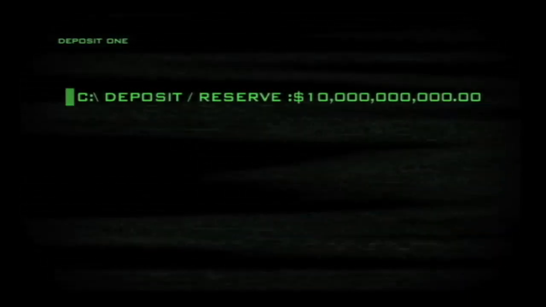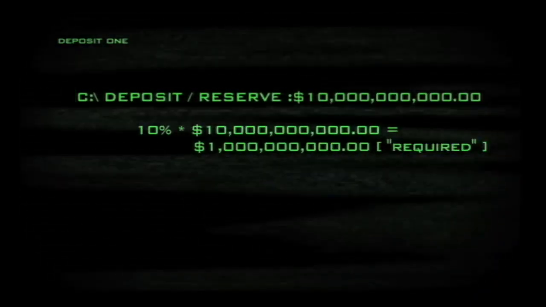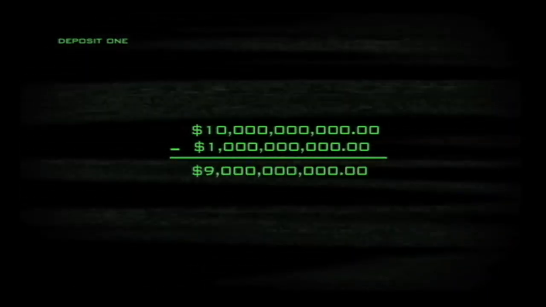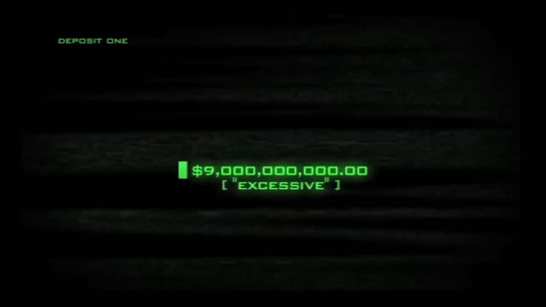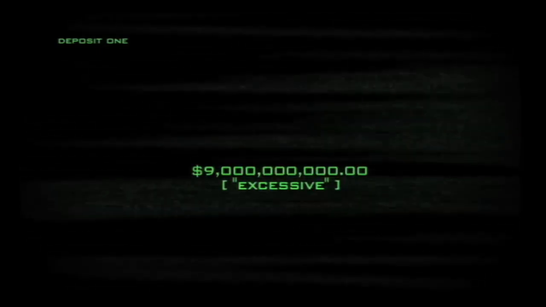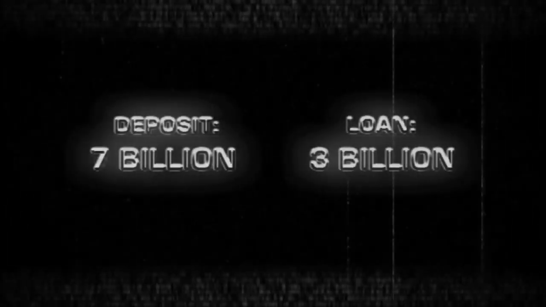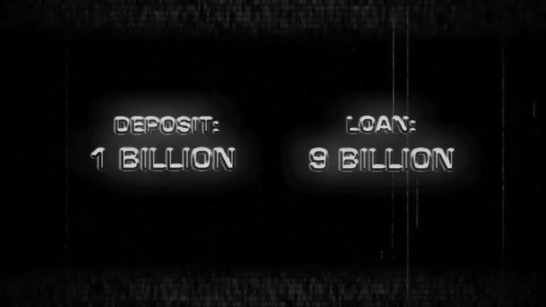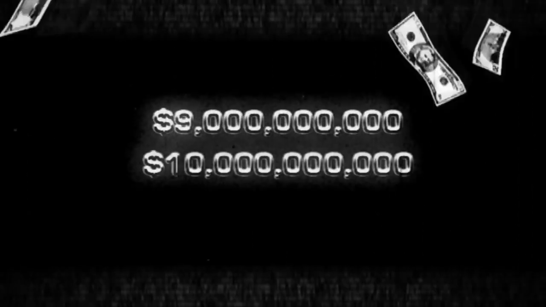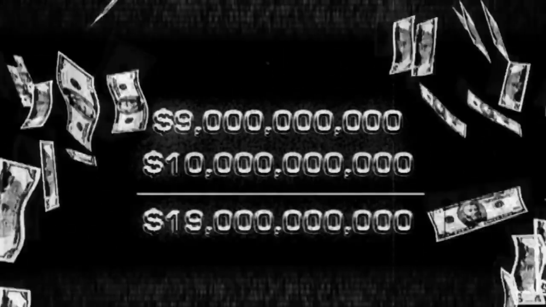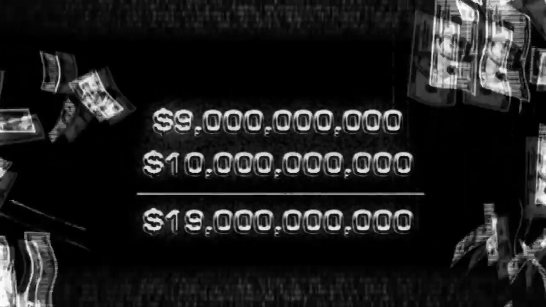This means that with a $10 billion deposit, 10% or $1 billion is held as the required reserve, while the other $9 billion is considered an excessive reserve and can be used as the basis for new loans. Now, it is logical to assume that this $9 billion is literally coming out of the existing $10 billion deposit. However, this is actually not the case. What really happens is that the $9 billion is simply created out of thin air on top of the existing $10 billion deposit. This is how the money supply is expanded.